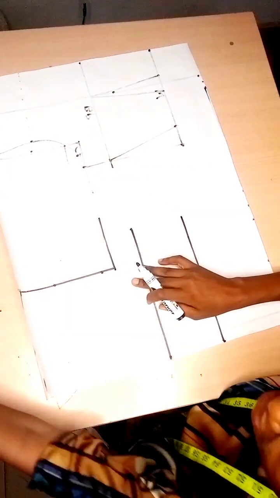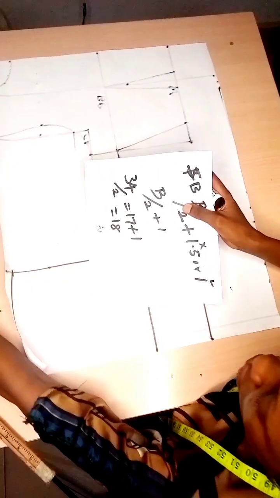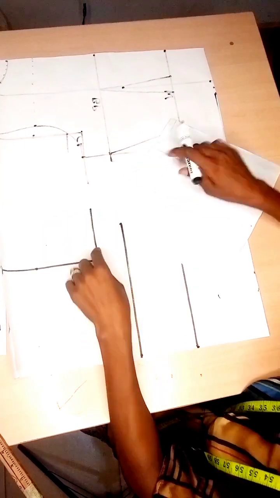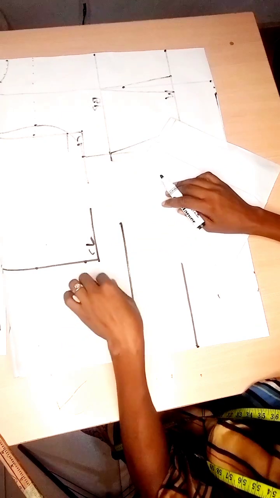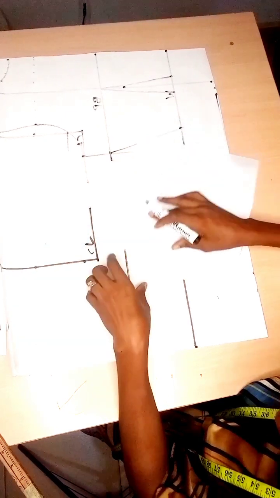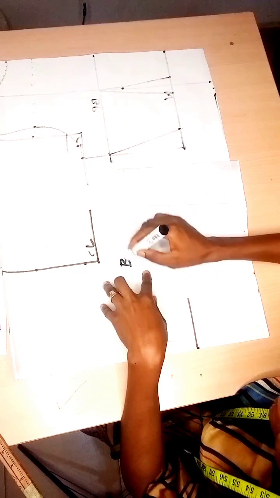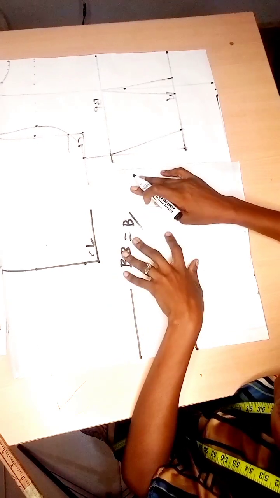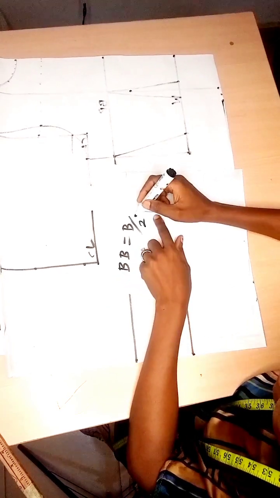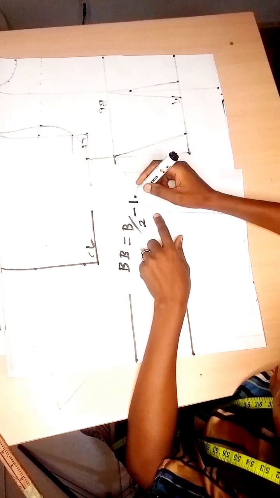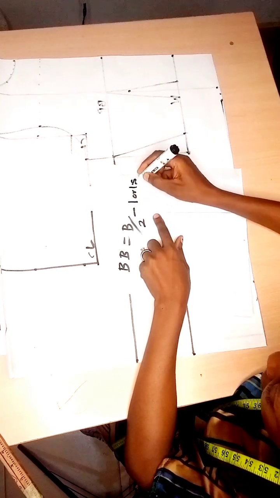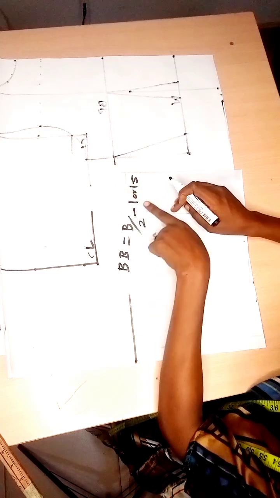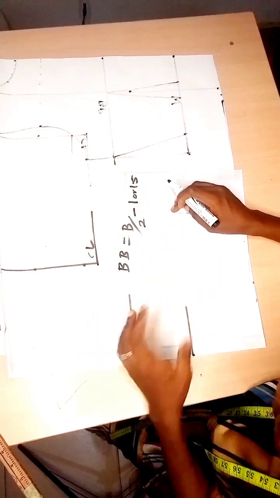Now, the same method is applicable to the back. To get our back bust, on this chest line, we always impute our bust measurement. Our BB is equal to bust divided by 2 minus 1, or 1.5, but we use 1 instead of 1.5. You know why we're using 1? Because I'm not busty, right? That's why I'm using 1 inch.